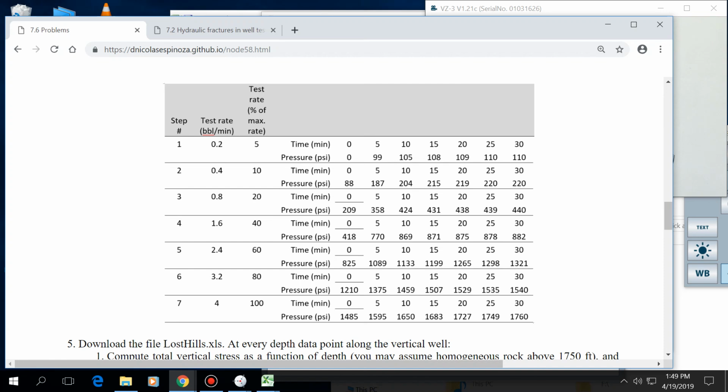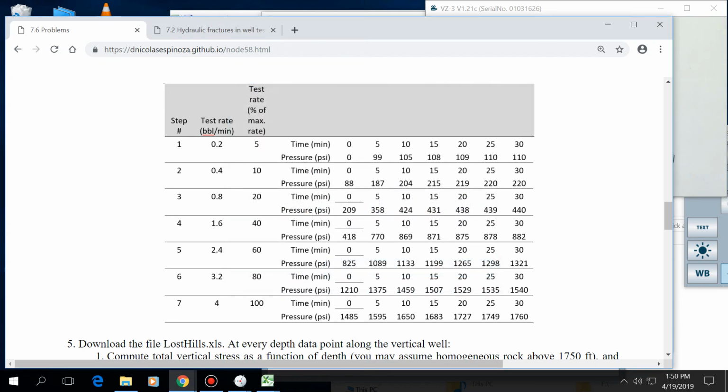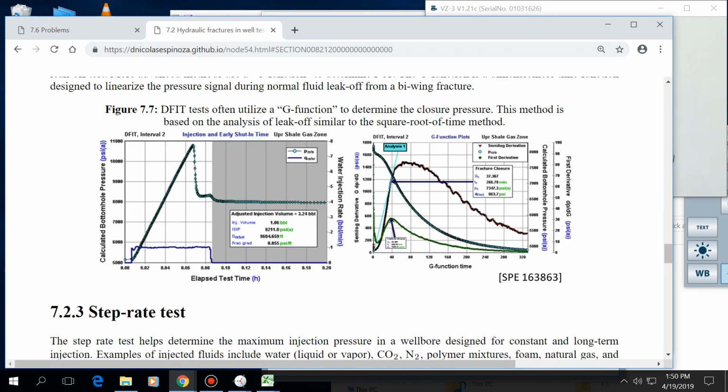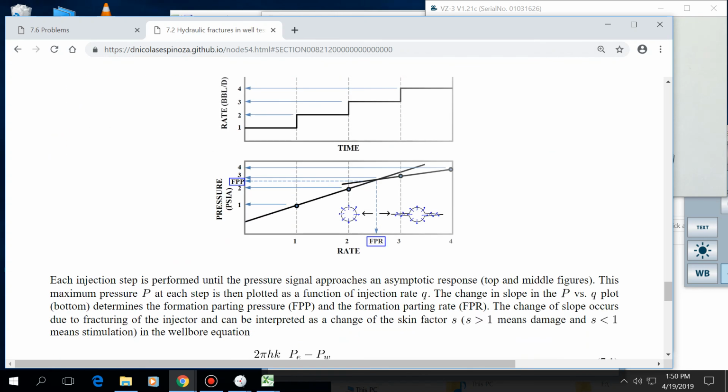So we will have, what, 7 plots? Put all of them together in the same plot. And once you're done, as I was telling you, plot the injection rate versus the maximum pressure, and you will be able to get a plot that looks more or less like this. By plotting pressure as a function of rate, you will recognize two regimes, and where those intersect, that's the formation parting pressure and formation injection rate.